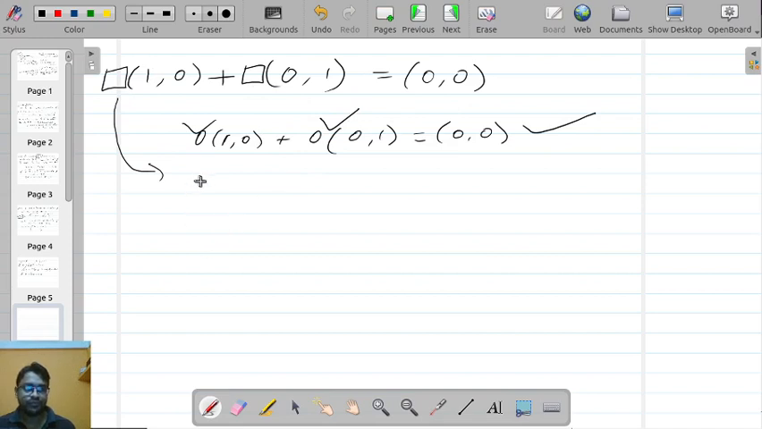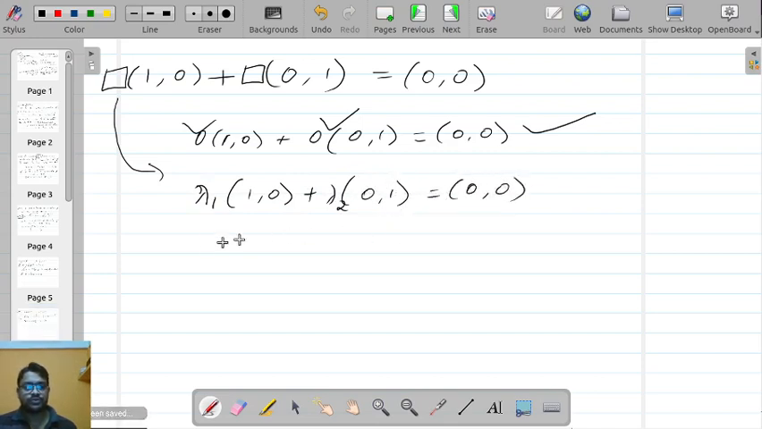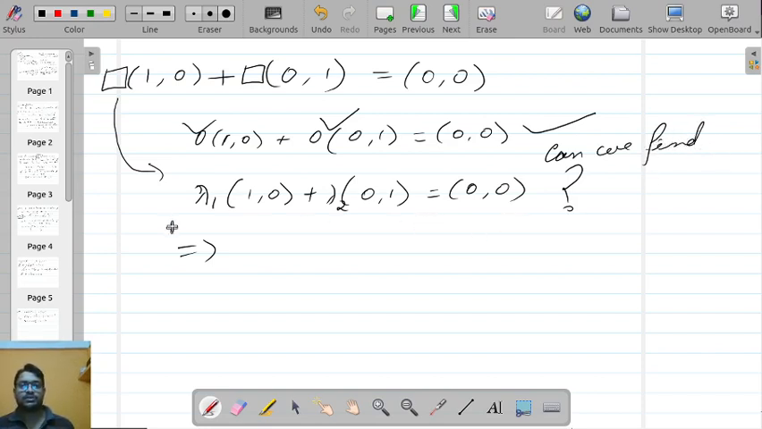So say some scalars like lambda 1 times (1, 0) plus lambda 2 times (0, 1). This has to be (0, 0). Can I find something like this? So lambda 1 times this plus lambda 2 times this has to be (0, 0). To simplify this, let us use this property of scalar multiplication. So this actually reduces to (lambda 1, lambda 2) equal to (0, 0).